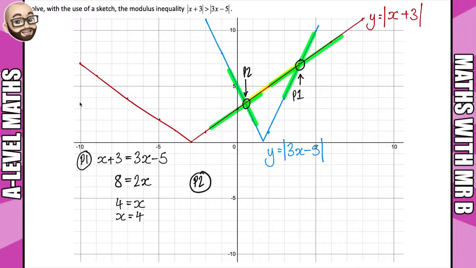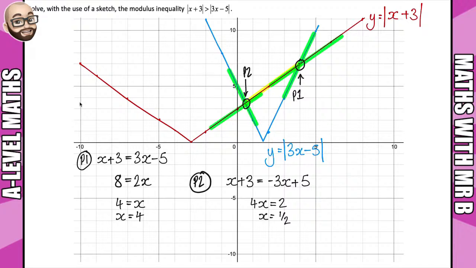So the second set of equations that I need to try and solve is where x plus 3 equals minus 3x plus 5. That's going to get me 4x equals 2. So x is going to equal a half. And we might have been able to guess a half from the graph, but we should always do the algebra to work out exactly where these points are crossing.